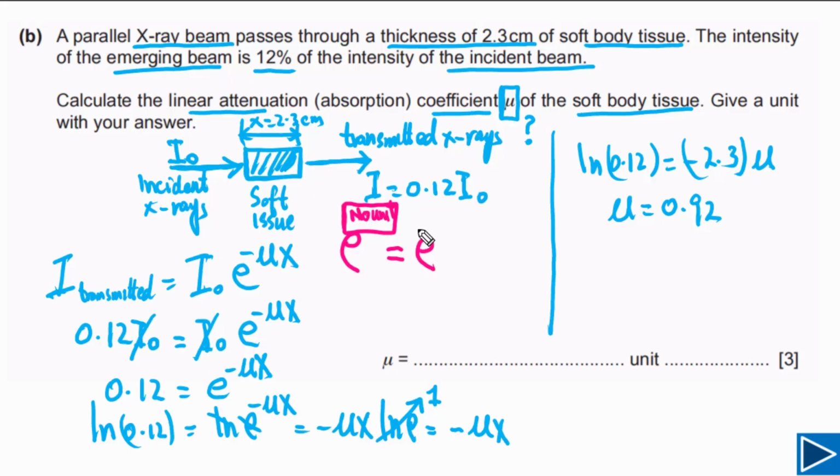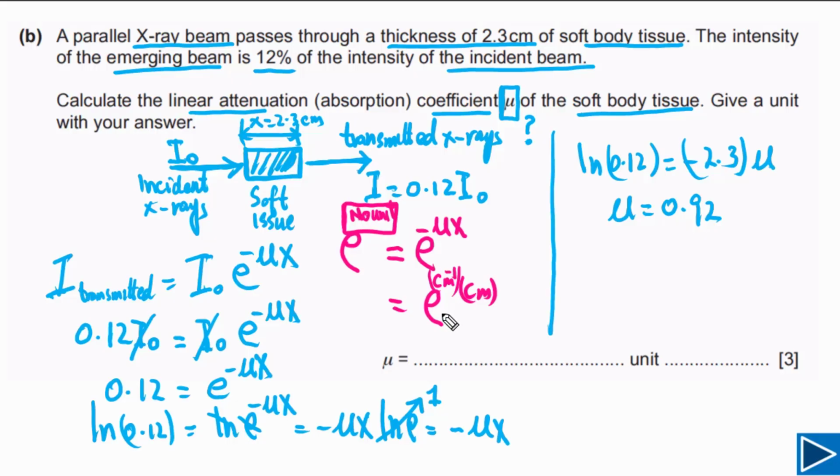Now we need to understand e to the power of negative mu x. So if the unit of x is centimeter, can you guess the unit of mu? You will simply say that this has to be per centimeter. So centimeter per centimeter, they will cancel. So the power of E will have no unit. That's the point you need to understand, and this is also required for paper 5.